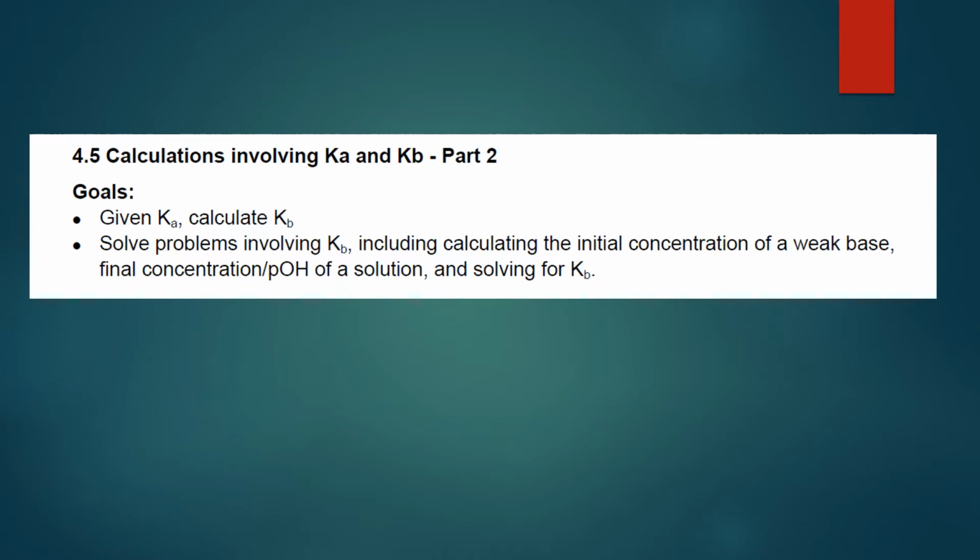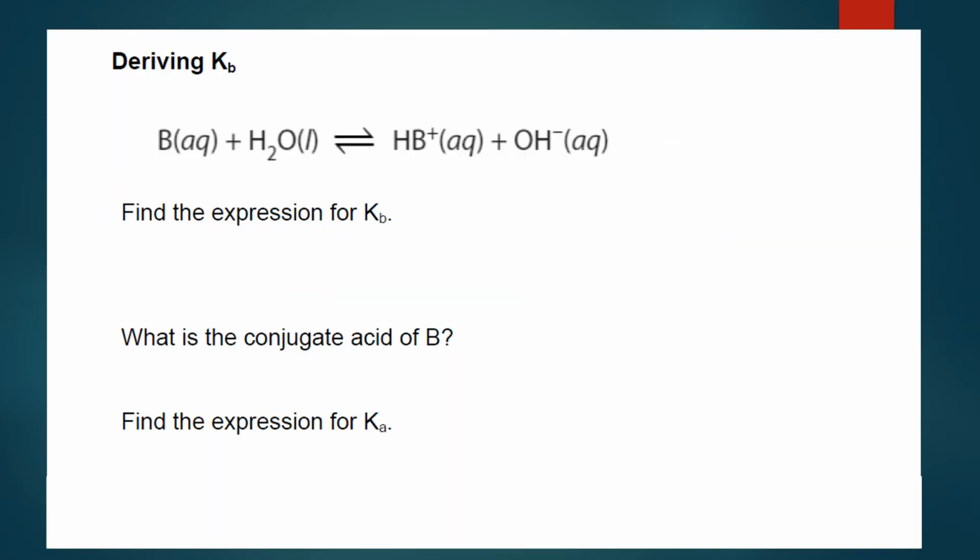So things like calculating initial concentrations of weak bases, final concentrations, looking at pOHs of solutions, and then finally solving for Kb. So the first thing that we're going to look at is how to derive Kb. Because if we look at that Bronsted-Lowry acids and bases comparison chart of how strong they are, you'll notice that it has the Kas but not Kbs. And this is done for a reason, because it's actually very easy to calculate a Kb if you know the Ka. So first off, we're going to derive Kb and where it comes from.